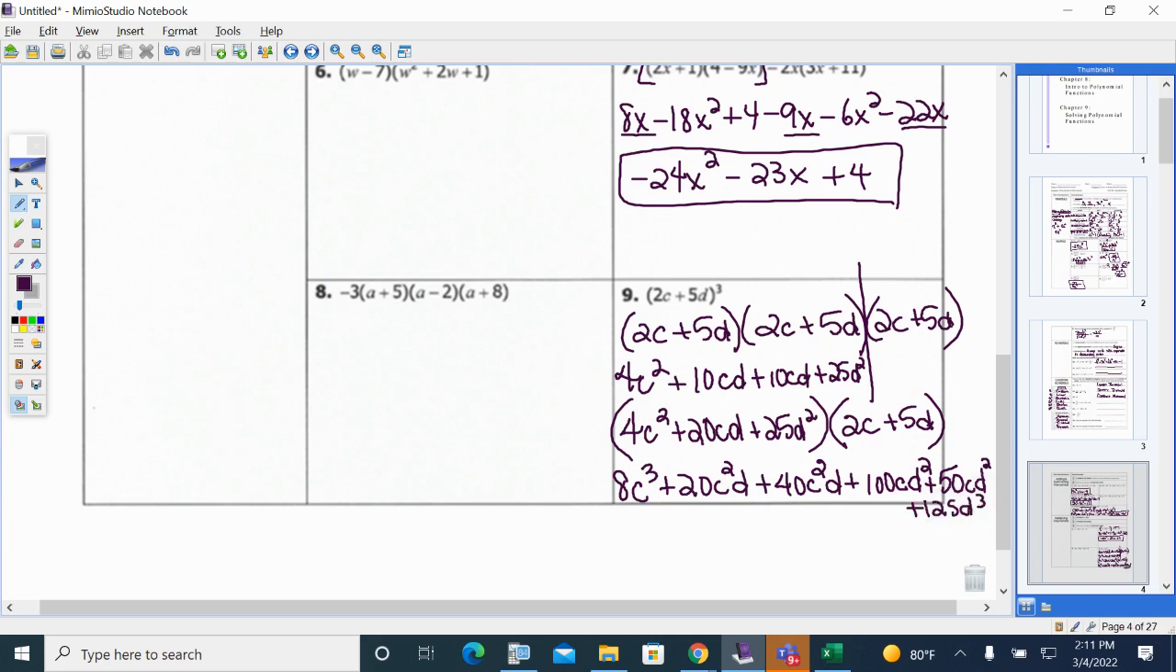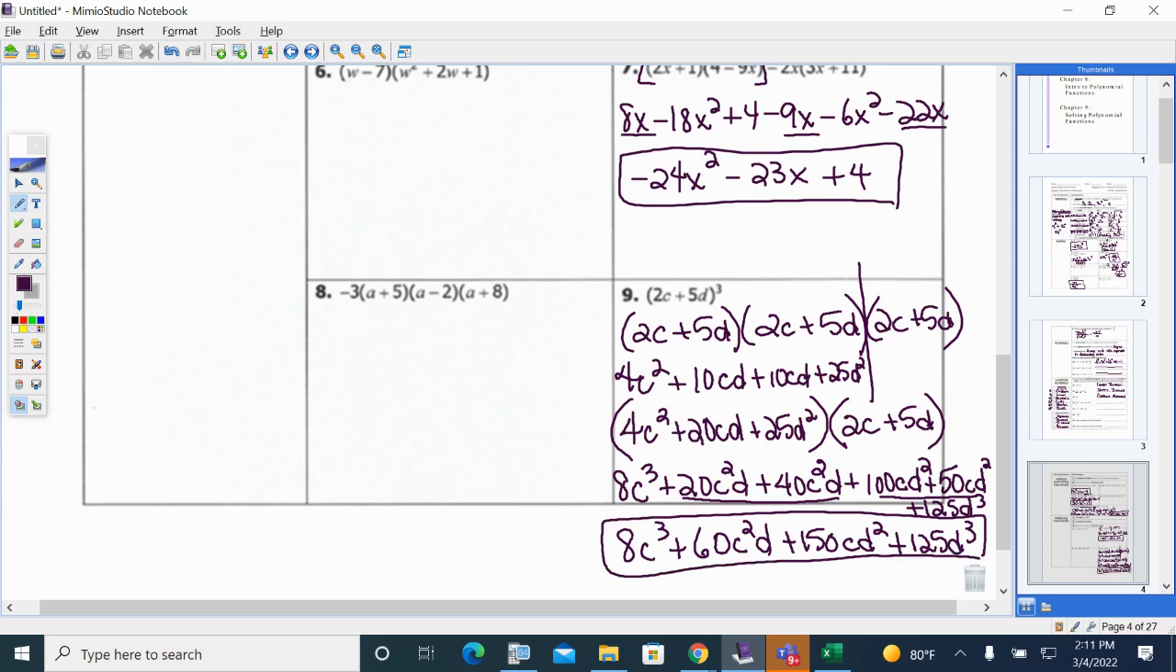And then we've got to try to combine our like terms. So these two are the same, and these two are the same terms. So my final answer is 8c cubed plus 60c squared d plus 150cd squared plus the 125d cubed. So I feel like the variables made that problem a lot worse than what it is. Going backwards to number 8.